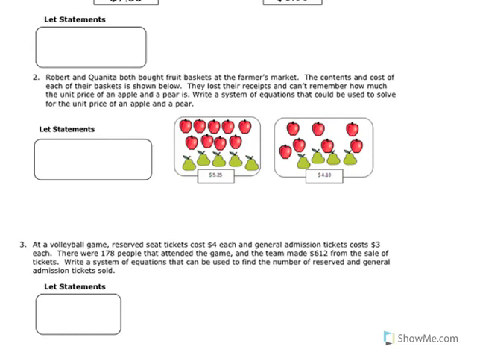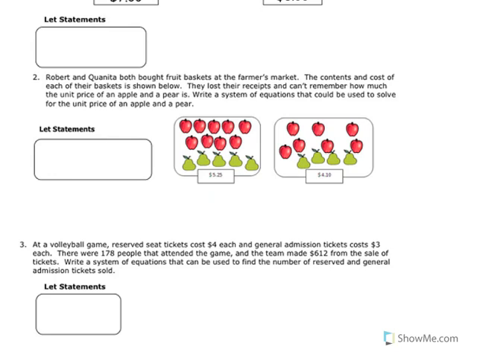It says Robert and Juanita both bought fruit baskets at the farmer's market. The contents and cost of each of their baskets is shown below. They lost their receipts and can't remember how much the unit price of an apple and a pear is. Write a system of equations that could be used to solve for the unit price of an apple and a pear. Okay, so remember, let statements are to help us define our variables.